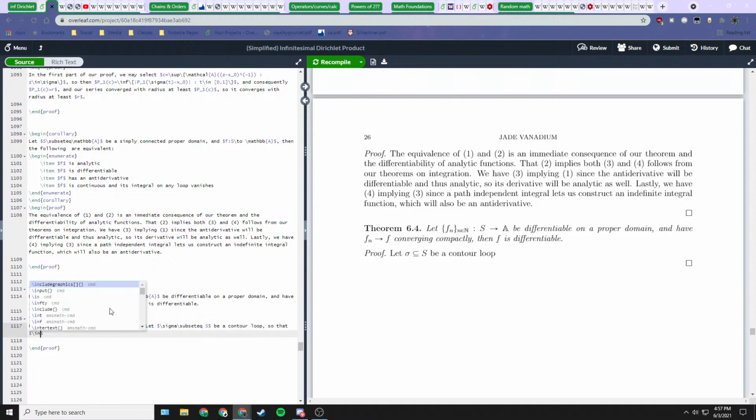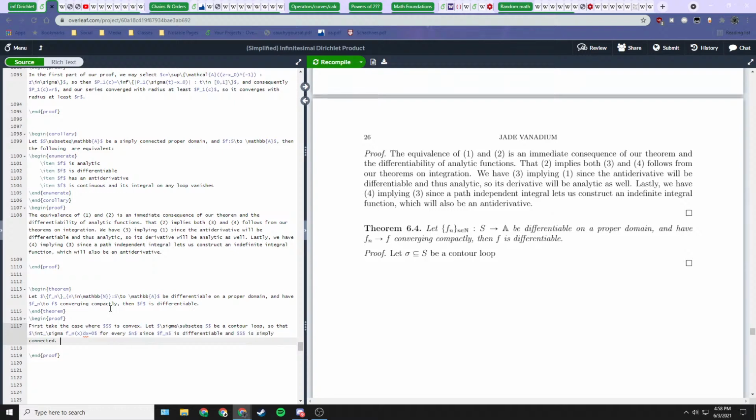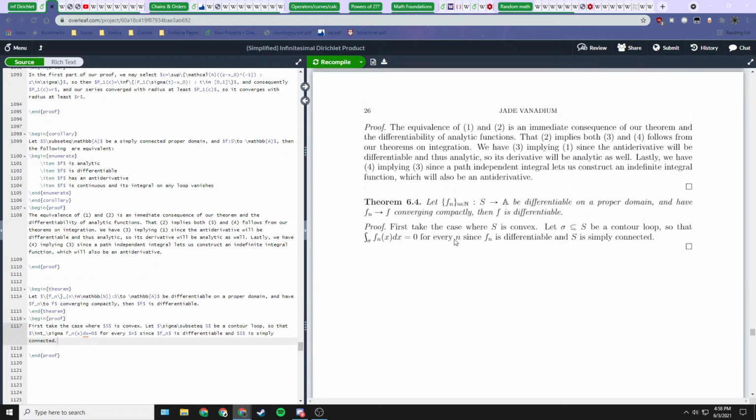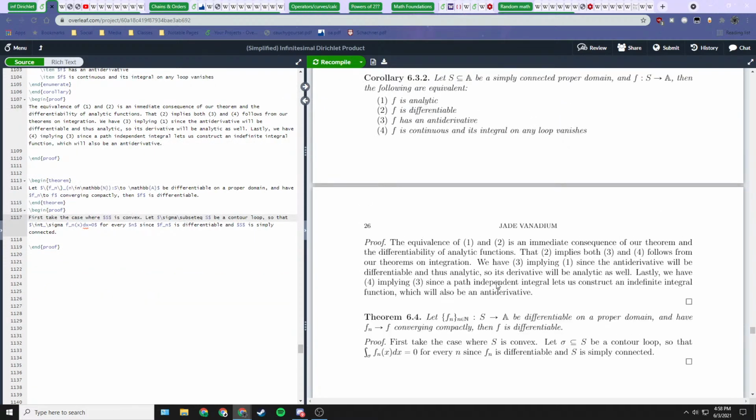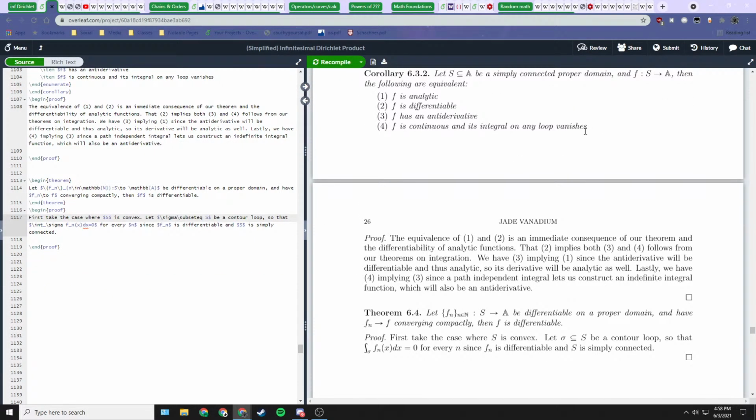so that the integral over sigma of f sub n of x dx is 0 for every n, since f sub n is differentiable and S is simply connected. So we're taking the case S is convex. We're taking any contour loop in S, so this integral is now 0, since each f sub n is differentiable. Remember, differentiable functions on simply connected sets have their integrals on loops vanish. That's number 4.